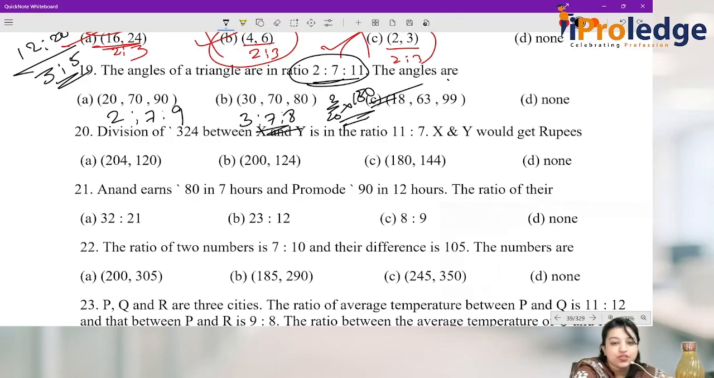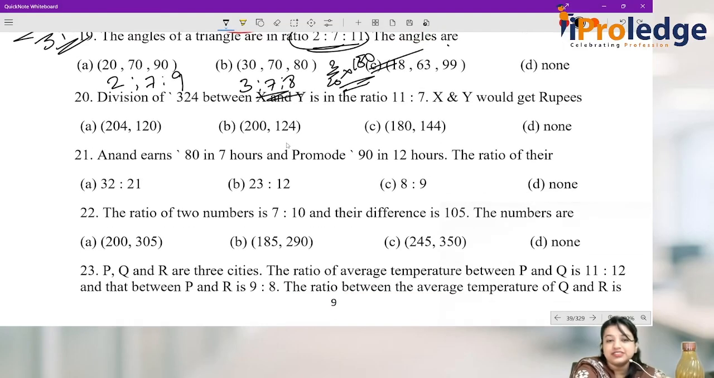Okay, so next 20. Add them. 11 by 18 into 324. For the first ratio, divide by total ratio into total number. That comes to 197.99, which is 198. So it is none.